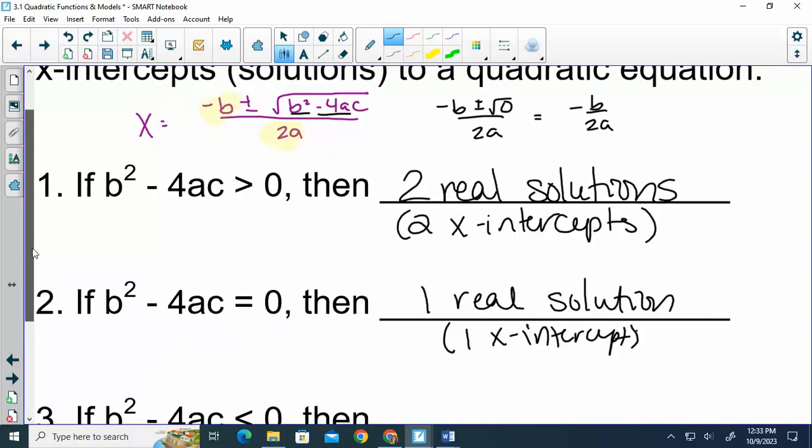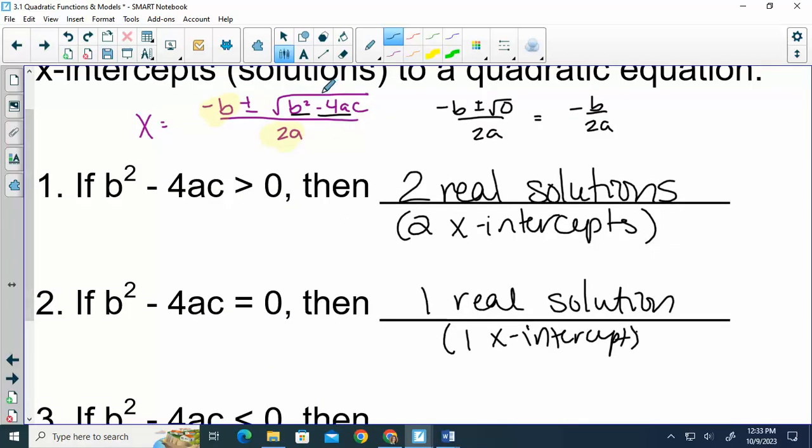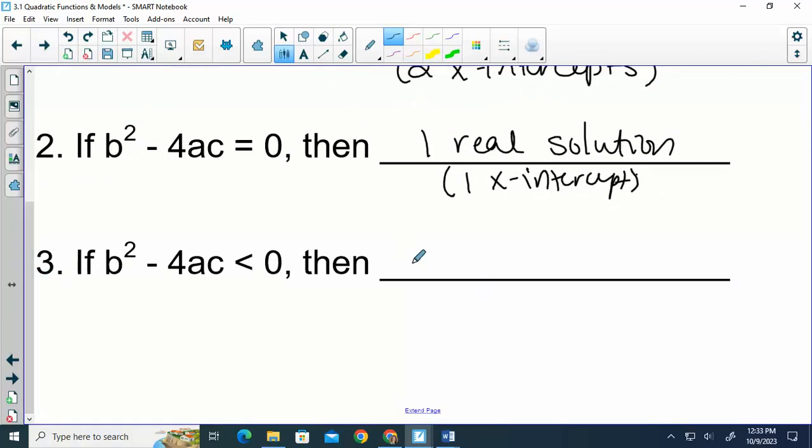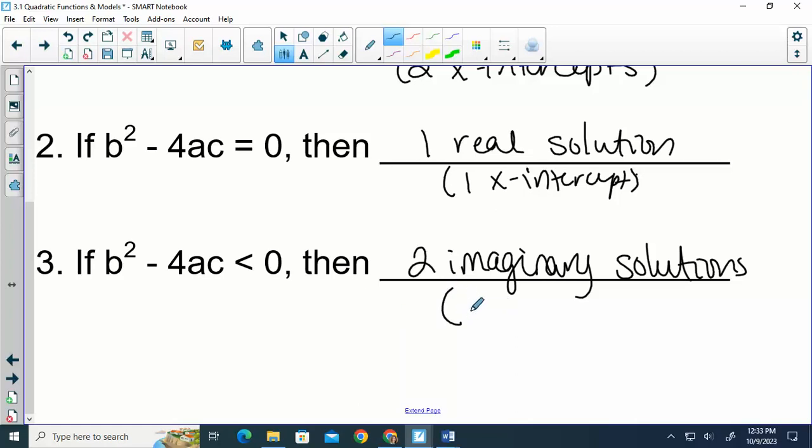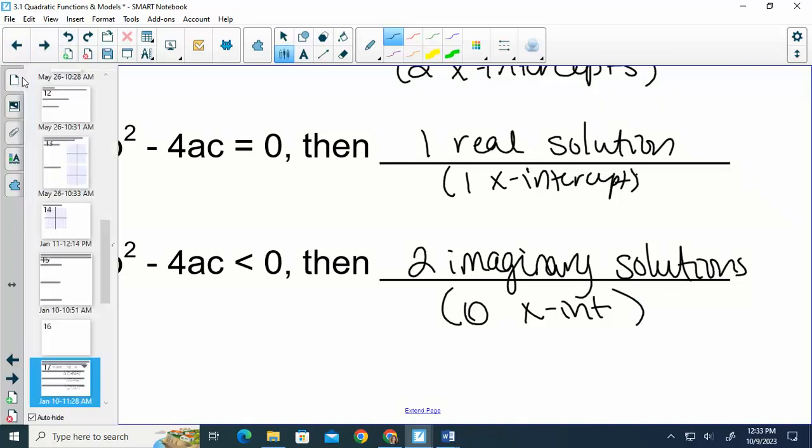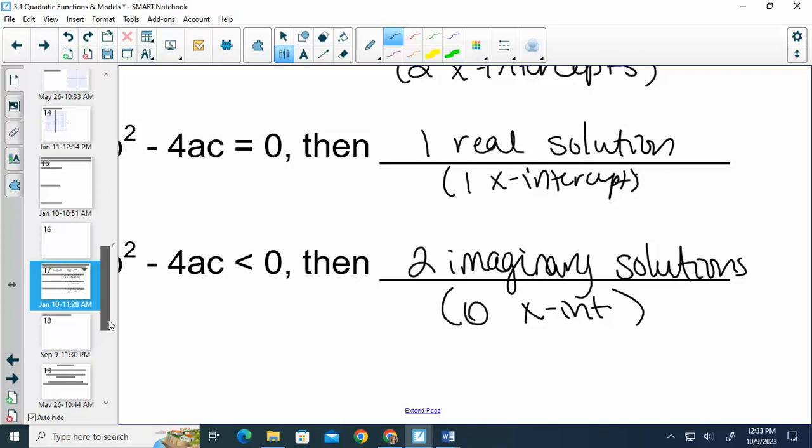And the final option, if it's a negative, if you have a negative under that square root, what kind of number are we getting? Imaginary. So that means we have 2 imaginary solutions. In terms of the graph, we can't graph the imaginary, so that means there are 0 x-intercepts. So it would be a graph that never hit the x-axis. Any questions about that?